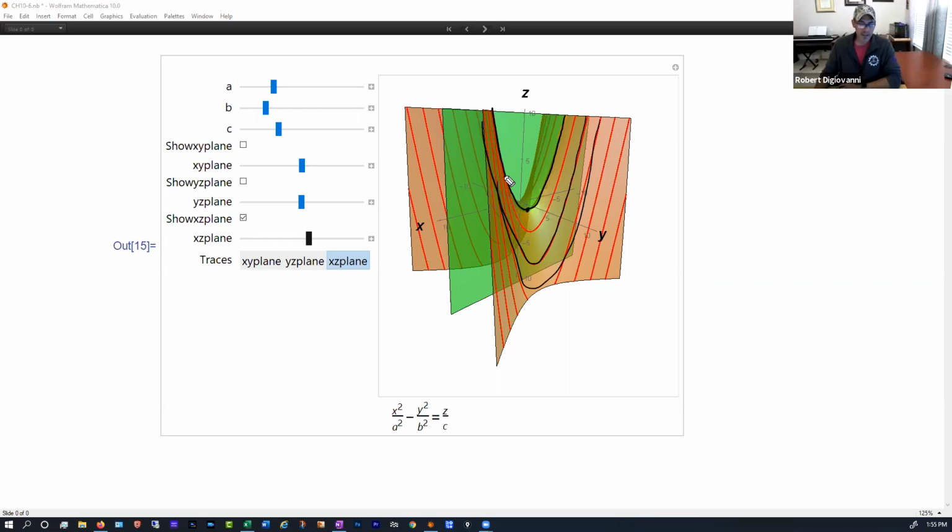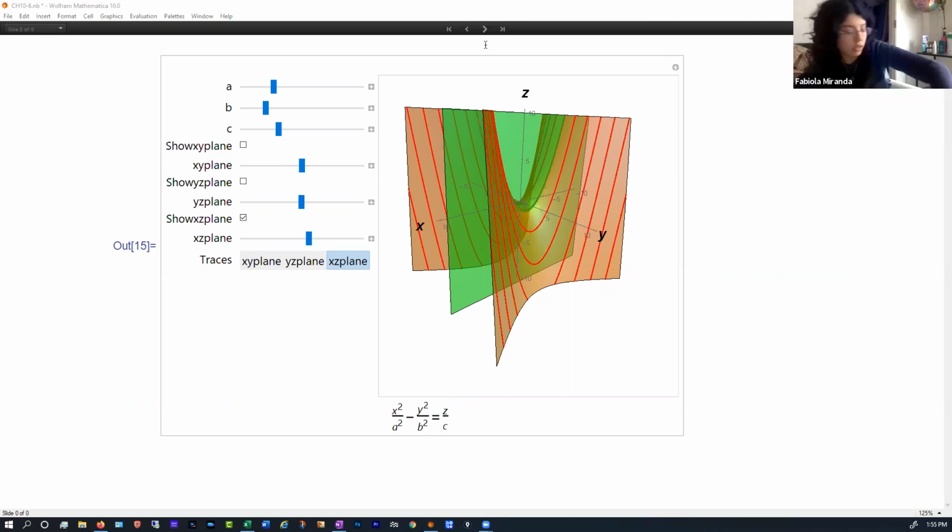The thing that makes it a hyperbolic paraboloid is that traces create parabolas and hyperbolas, depending on which way you slice, but they are all different. Does that kind of clarify it? Yes. Okay. All right, let's keep going.